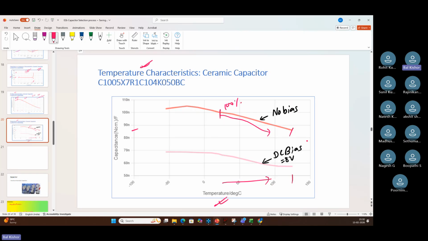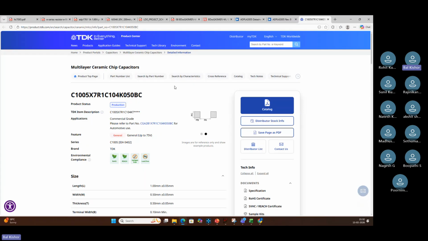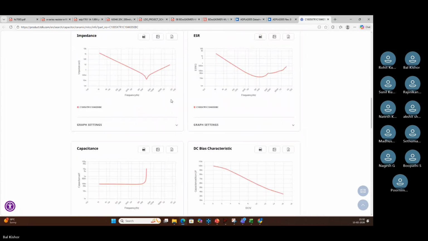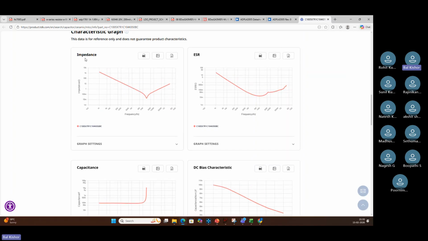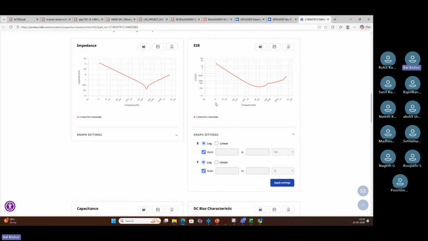But with DC bias and temperature effect together, you can see the DC bias of 8 volt applied here. I'll tell you quickly. This is the capacitance page that I had opened, and I have taken the data from this. In this one, you can see the impedance curve and ESR values. If you want, you can download them or take a picture. You can also change the graph settings, whether you want a logarithmic range or linear range. If you choose linear and apply the setting, it will be linear.